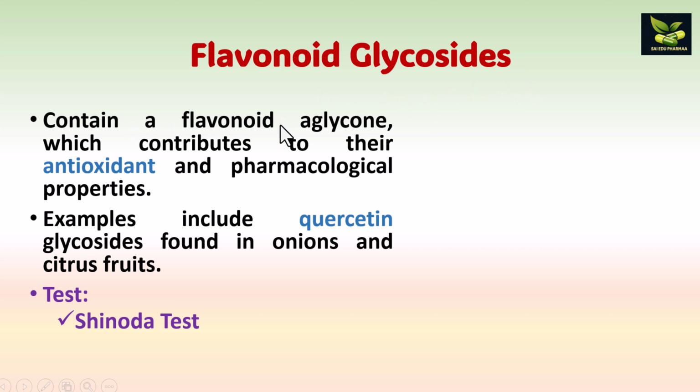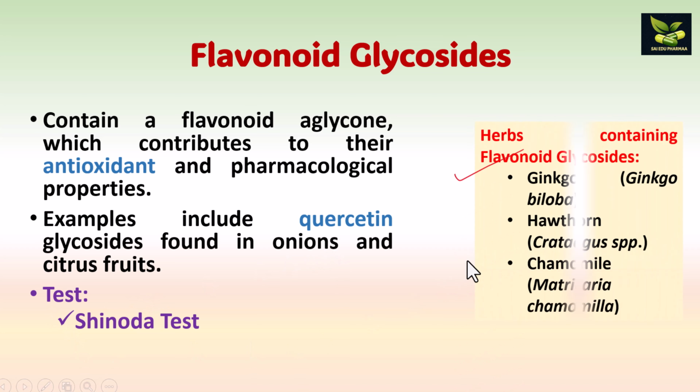Second, we are going to see flavonoid glycosides. It contains a flavonoid aglycon which contributes to its antioxidant and pharmacological properties. So basically they are antioxidant in nature. Example, quercetin glycosides found in onions and citrus fruits. Test is Shinoda test. And other herbs containing flavonoid glycosides are ginkgo, which is Ginkgo biloba, hawthorn, which is Crataegus species, then chamomile, which is Matricaria chamomilla.